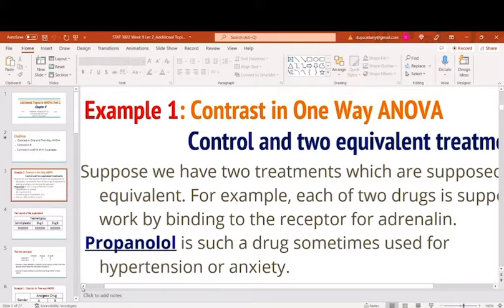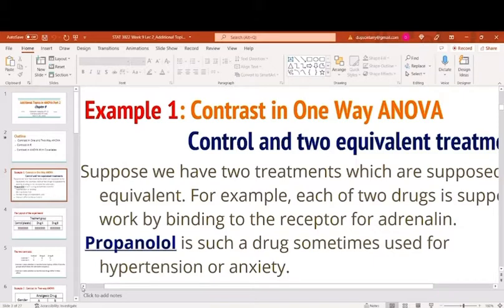I want to look at the effect on reducing hypertension or anxiety. Before I go into the research, let me just write this for you. We have treatment, and we've got three levels of that. We have what we call placebo, and the other two drugs, drug one and drug two.